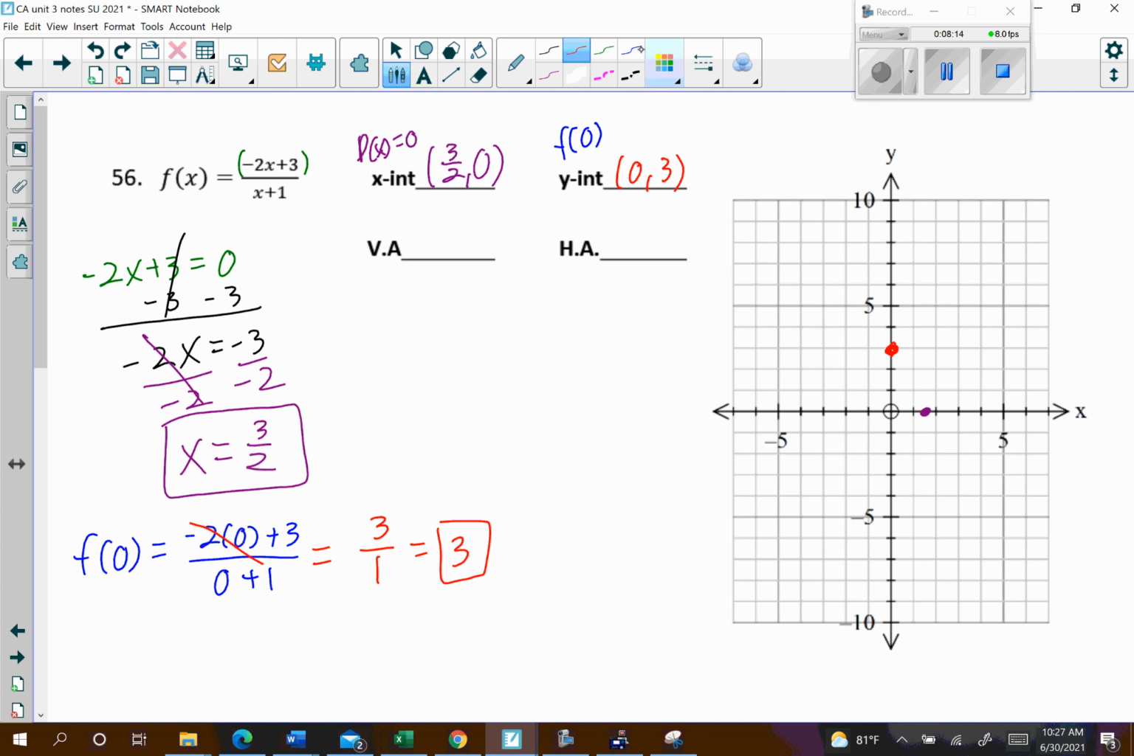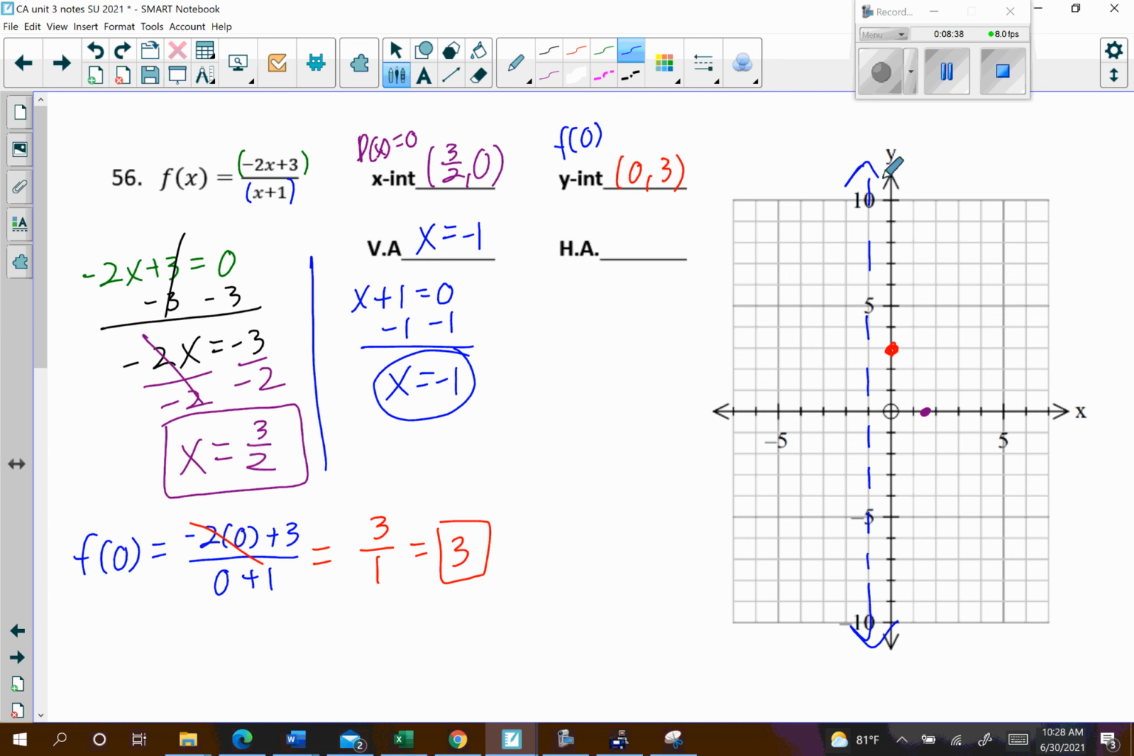Okay. Vertical asymptote, set the denominator equal to 0 and solve, and that's how we'll figure that out. So x equals negative 1. That's my vertical asymptote. So I'll go ahead and put that on here.